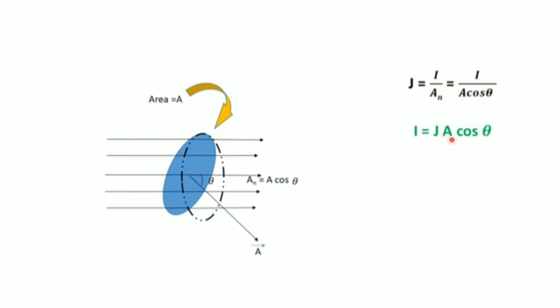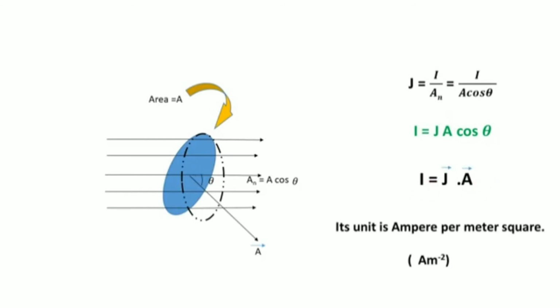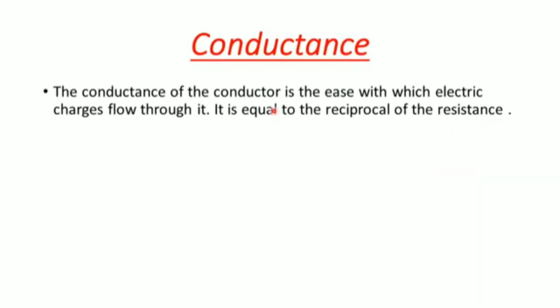So I is equal to, from this relation you will get, J A cos theta. It can be written as the dot product of two vectors, current density vector and area vector. I is equal to J dot A. Its unit is ampere per meter square.